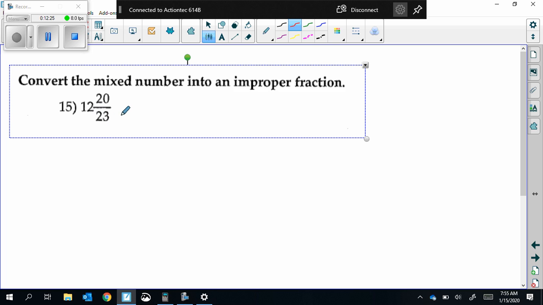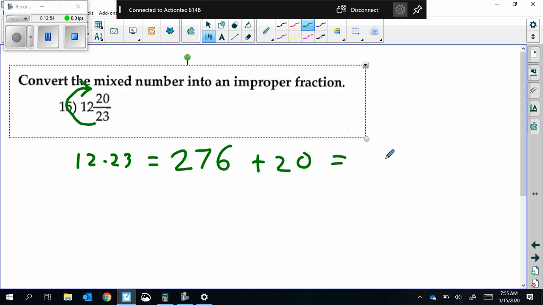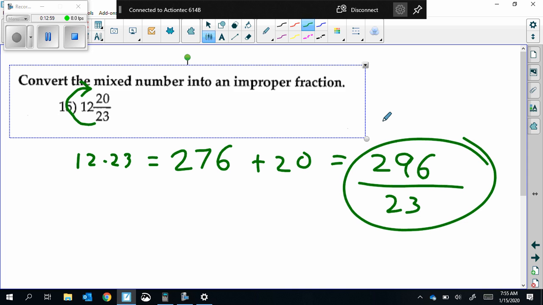Convert a mixed number into an improper fraction. That means you're multiplying, starting at the bottom, going around clockwise. 12 times 23. We get an answer, and then we're going to add 20. 12 times 23 is 276. And then we add the numerator to that. That is 296. That's our numerator. The denominator is 23. It's the improper fraction.